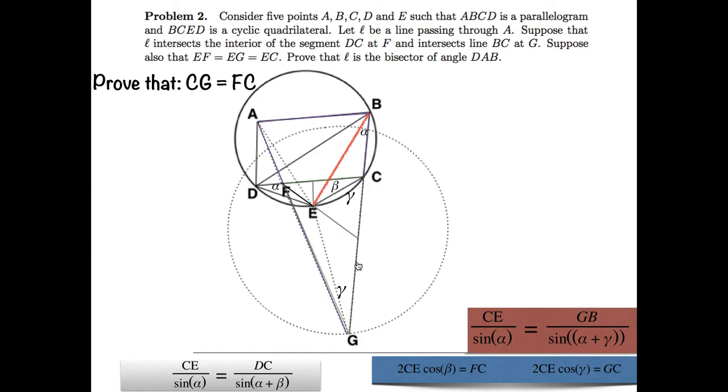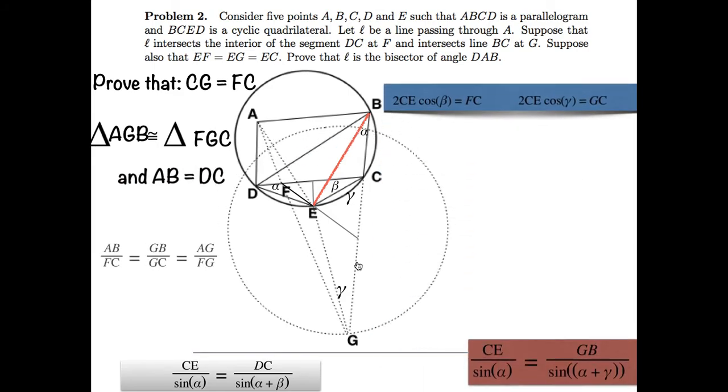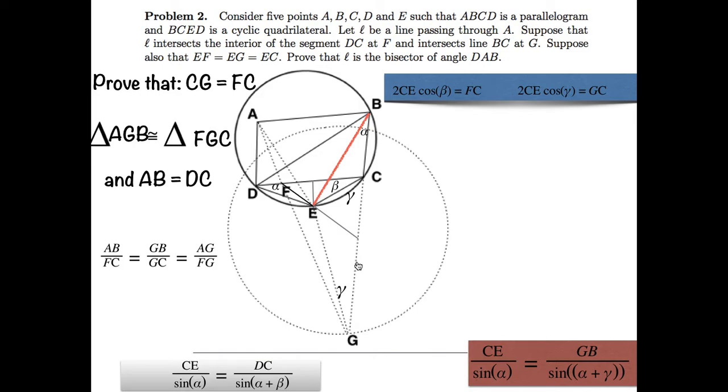Now next, look at the triangles AGB and FGC. They are both similar, which means we can use the concept of similarity to solve this question. Now what do we know? AB is equal to DC, we know that, right? On the left hand side you can see AB by FC is equal to GB by GC is equal to AG by FG. That is the rule.